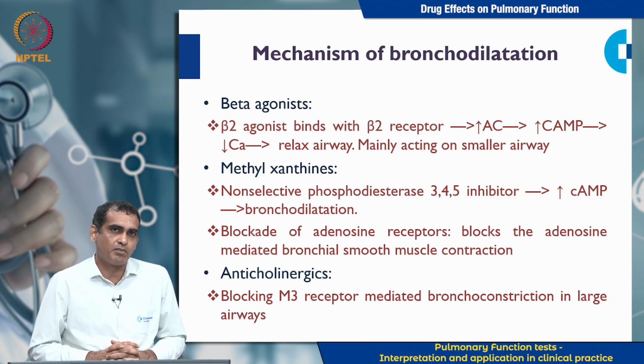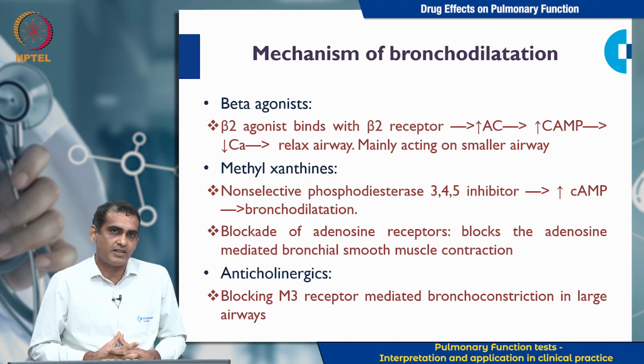Anticholinergics block M3 receptors and are predominantly useful in relaxing or dilating the larger airways. And hence their benefit is much more in chronic obstructive airway disease than in bronchial asthma. And how do they cause this bronchial muscle relaxation? By binding to beta-2 receptors, a beta agonist increases the enzyme activity of adenylyl cyclase, thereby increasing cyclic AMP levels and leading to a reduction in intracellular calcium, thereby relaxing the airway. Whereas anticholinergics, I have told you, act mostly in the larger airways.